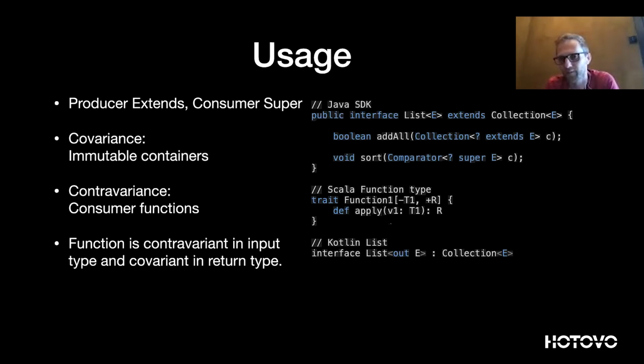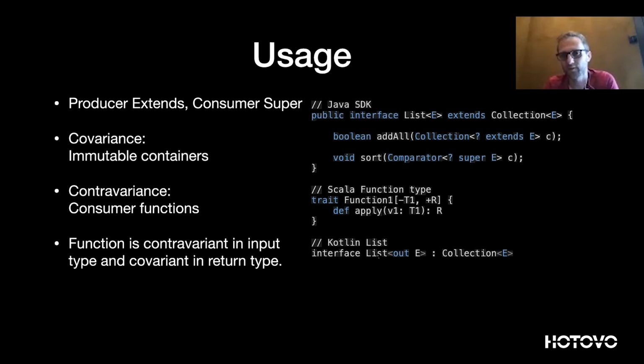Now, the input type with the minus sign is contravariant, and the return type is covariant because it's the plus sign, which means that to this function, I can assign a different function that can accept a supertype of T, and it can return a subtype of R. Next example is from Kotlin List. Again, this is the standard library in Kotlin.